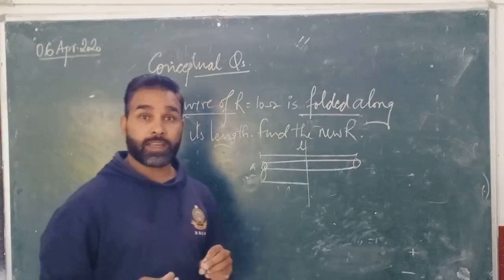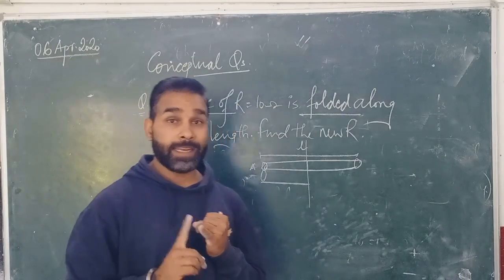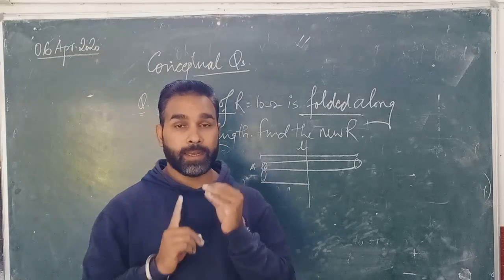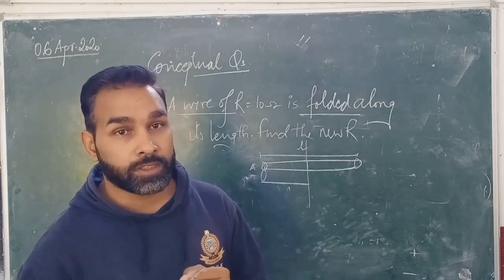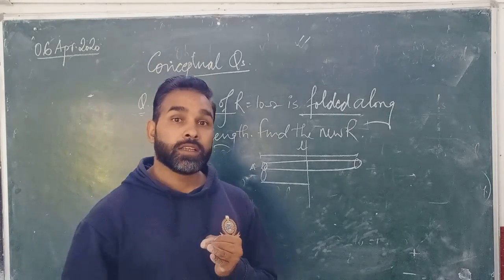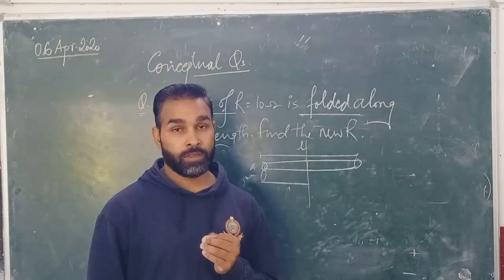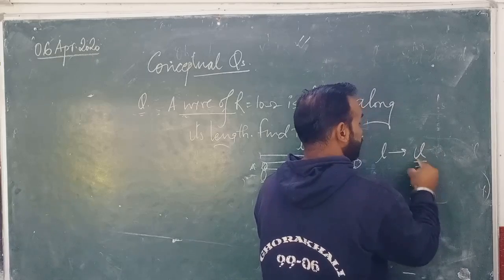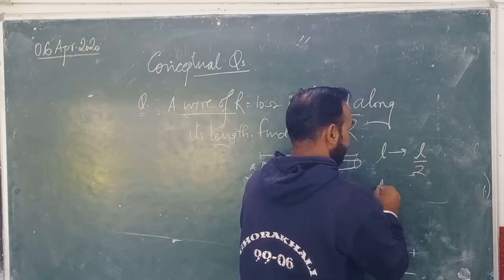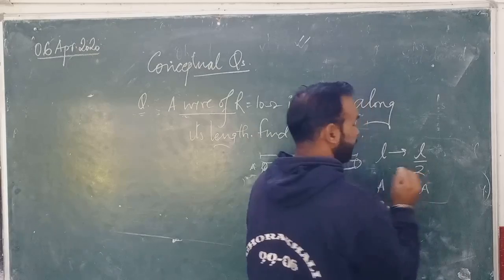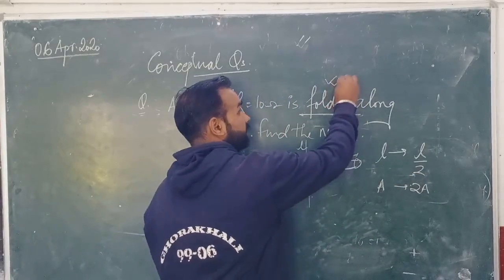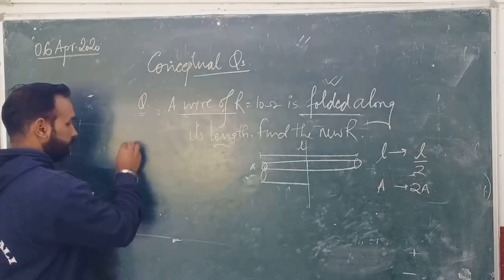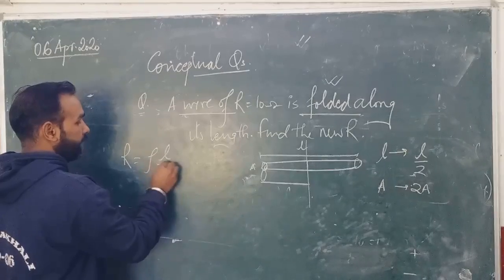Now what observation can you find out? Number one, the length will reduce, and number two, the area of cross section will increase in the same proportion. So L becomes L by 2 and A will become 2A. So this is the importance of this word, folded. So you will calculate R equals to rho L upon A.